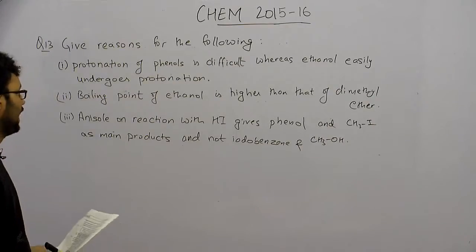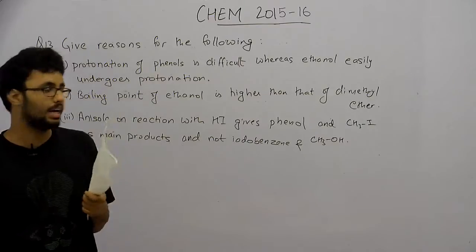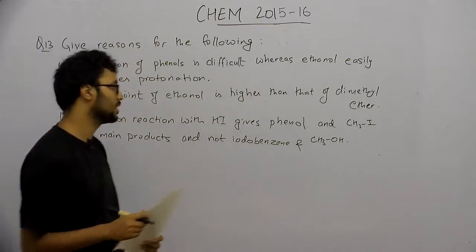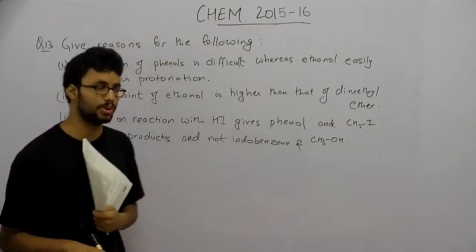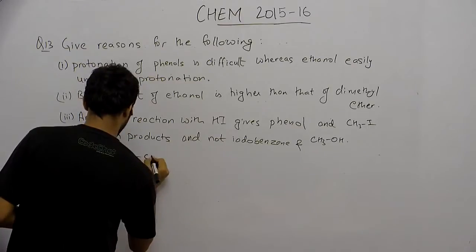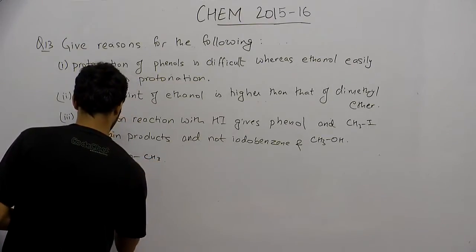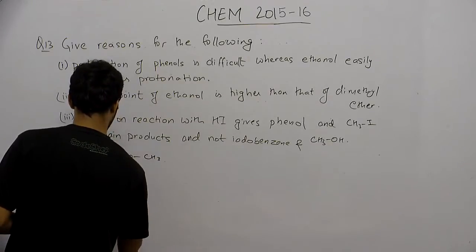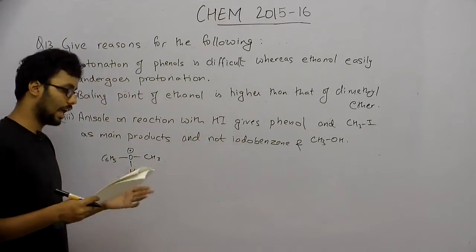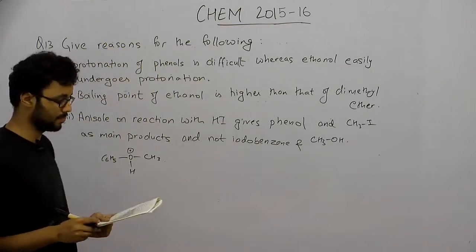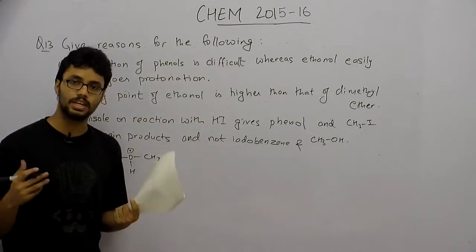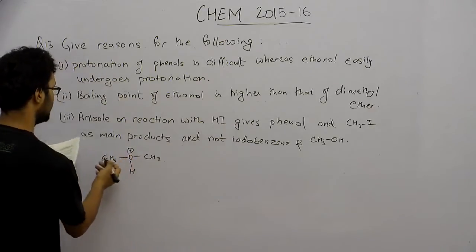So the third part is: anisole on reaction with hydrogen iodide gives phenol and CH3I as main products, and not iodobenzene and CH3OH. So in anisole, on protonation, methylphenyloxonium is formed. So the bond between oxygen and methyl is weaker than the bond between oxygen and phenyl.